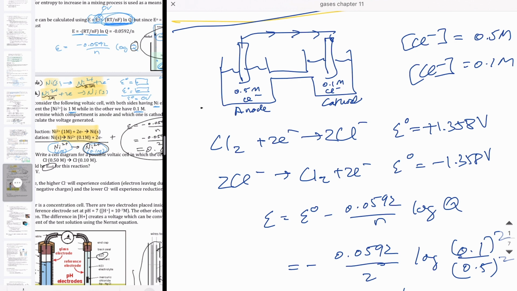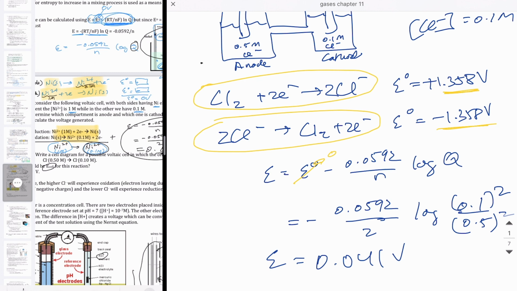Remember that the reaction itself is basically the same reaction, but just flipped. The top one right here is the reduction reaction. This number I got from the standard reduction potential table: plus 1.358 volt for the reduction of chlorine gas to 2 chloride ion. For the oxidation, it's just the flip of that. The voltage is exactly the opposite. So when you add the two together, you get an E naught of 0, which we know is always the case for all types of concentration cells.